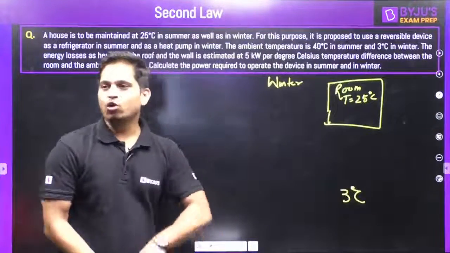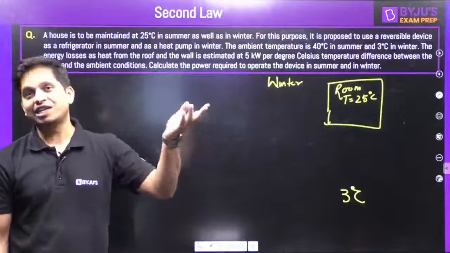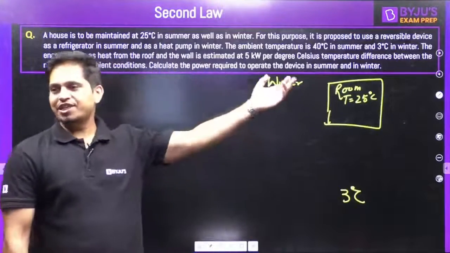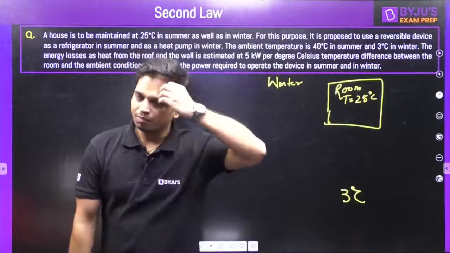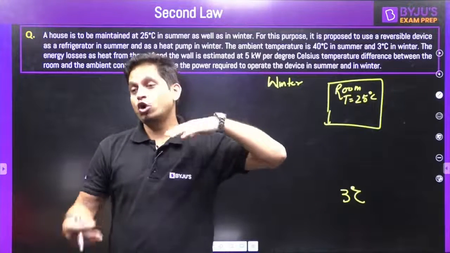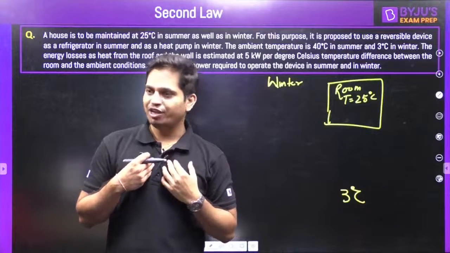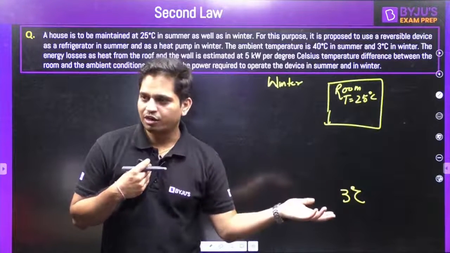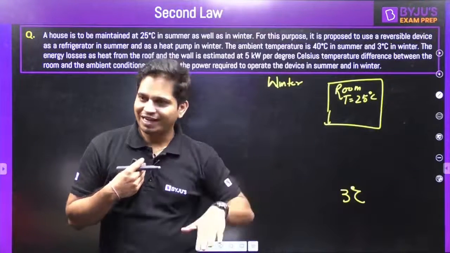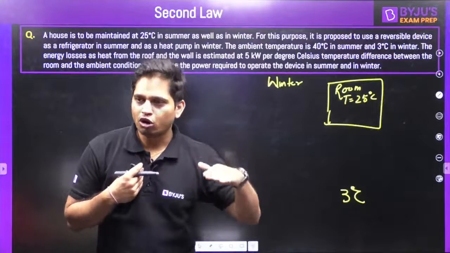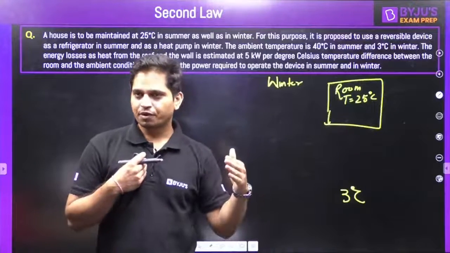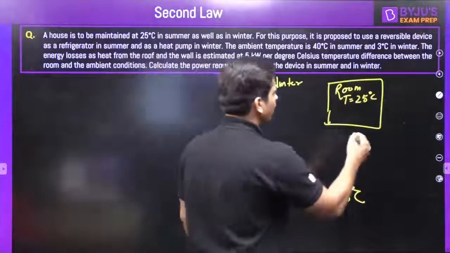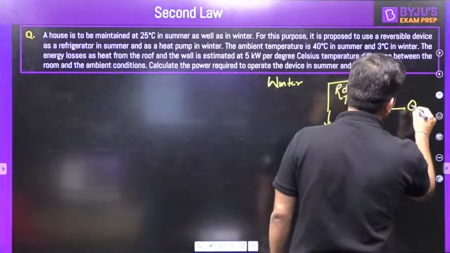Now what is happening? My room, it's a winter case. It's a December case. Outside temperature is low. My room is at 20, and I want to maintain it at 25 degrees Celsius. Because outside temperature is low and inside temperature is high, there will always be some heat loss from inside to outside, from the room to the outside surrounding. So there will always be some loss Q.